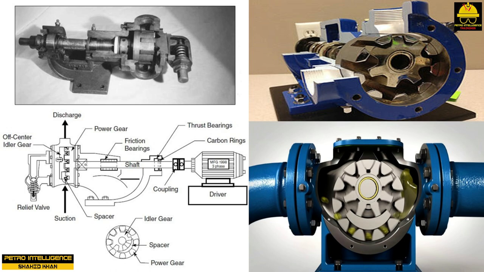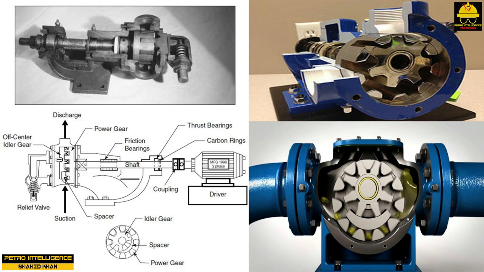Design parameters on internal gear pumps include flow rates from 1 to 750 GPM, speeds up to 1750 RPM, temperatures up to 500 degrees Fahrenheit or 260 degrees Celsius, suction lift during operation up to 24 inches Hg vacuum, and differential pressures up to 250 PSI. These pumps can be constructed of stainless steel for corrosive environments or of carbon steel or cast iron where applicable.